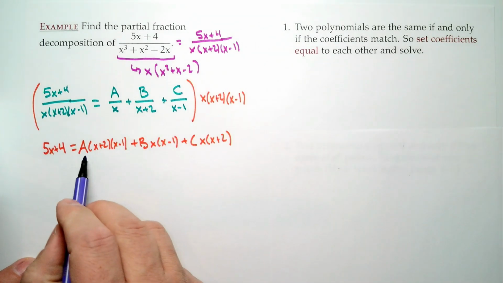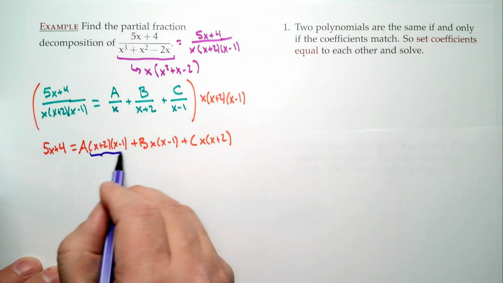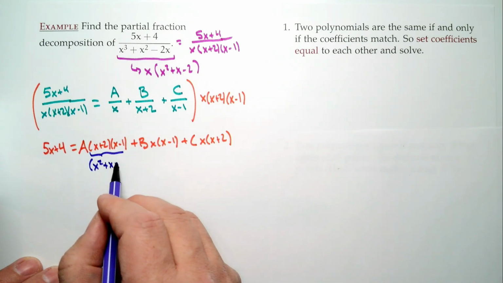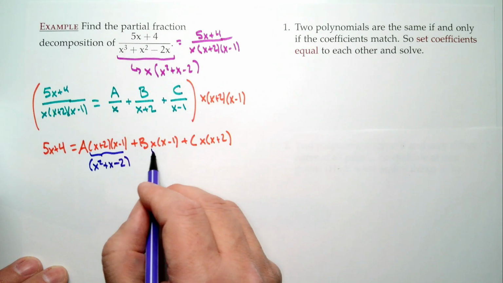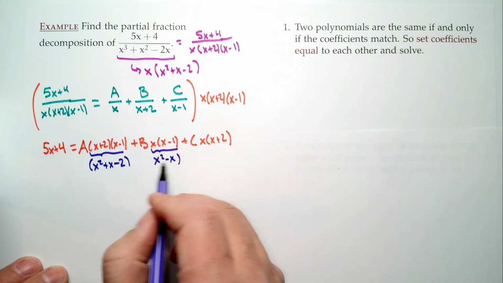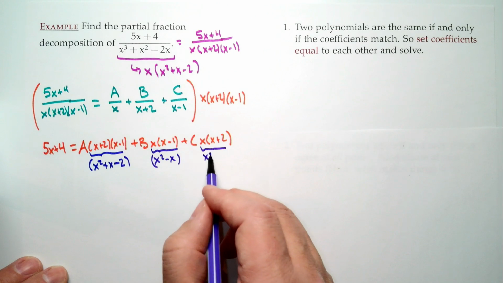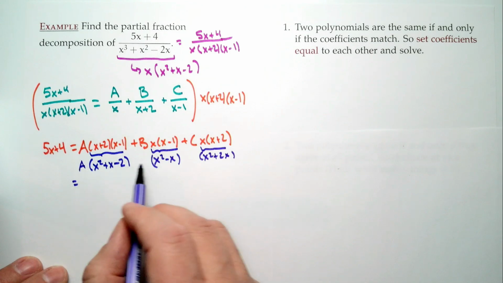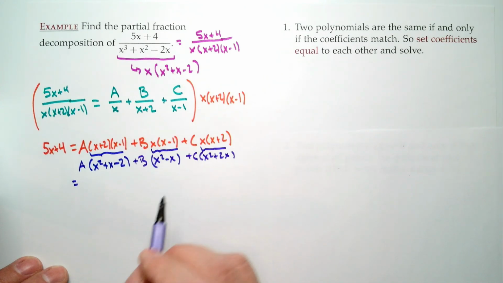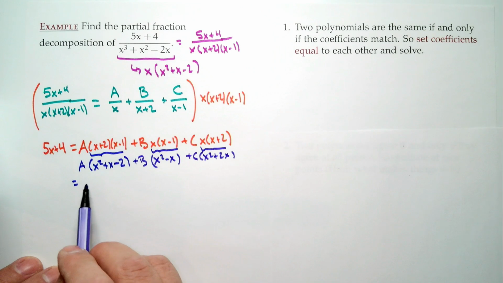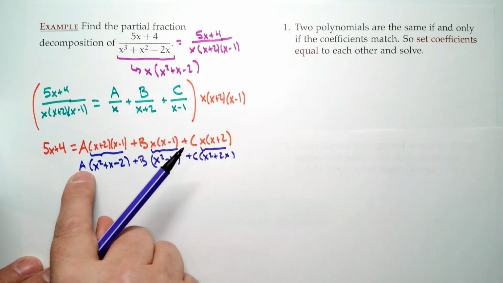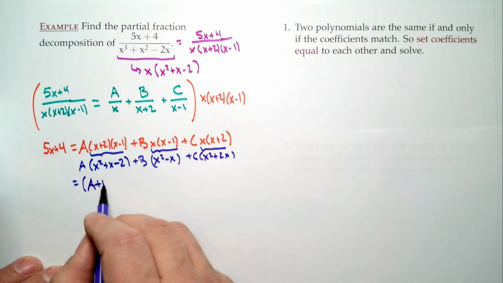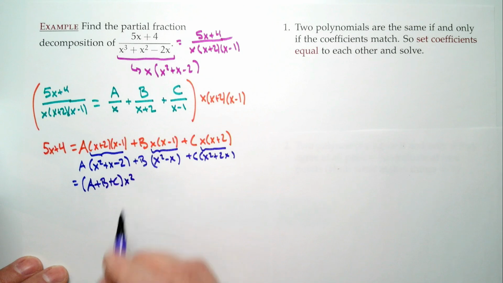Well, that means you get to expand. So x plus 2 times x minus 1 is x squared plus x minus 2. Here we get x squared minus x. And here we get x squared plus 2x. So let's see. What's in front of our x squared? Well, there's an a, b, and a c. So a plus b plus c, times x squared.